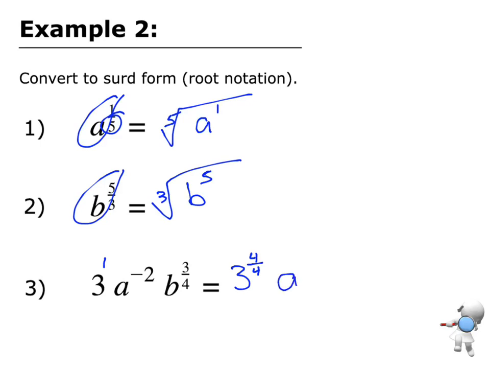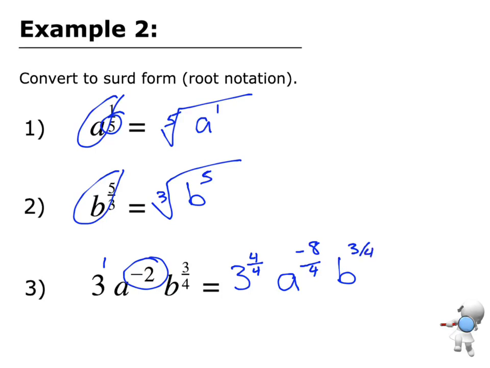Now let's do the same idea for a. I want to have a denominator of 4. Something divided by 4 equals negative 2. And the answer is negative 8. So negative 8 divided by 4 gives me negative 2. Then I've got my b to the power of 3 over 4.